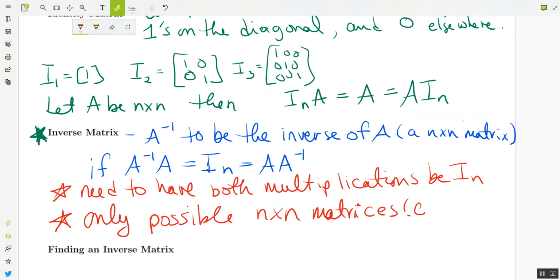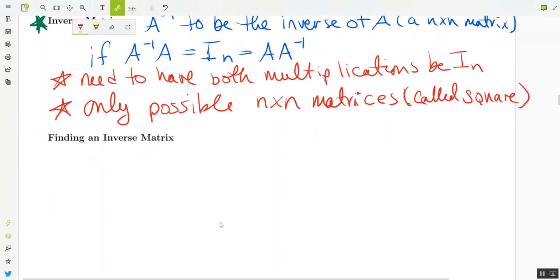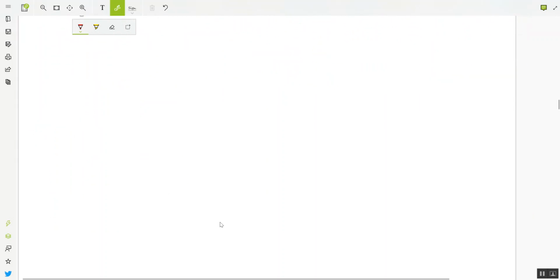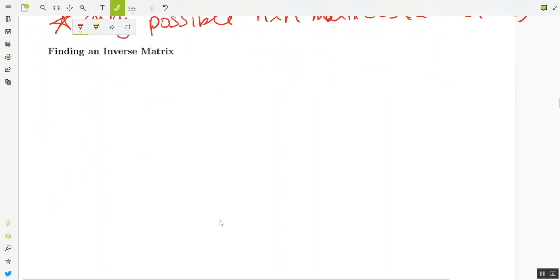Yep. So these are called square, or invertible, because you can flip them around and do inverses. Okay, so what I need to teach you now is how to find an inverse. So this is a little bit of a process, and it's not the easiest thing to do, just so you know. And it's going to seem a little crazy. Oh, sorry, I scrolled too far.